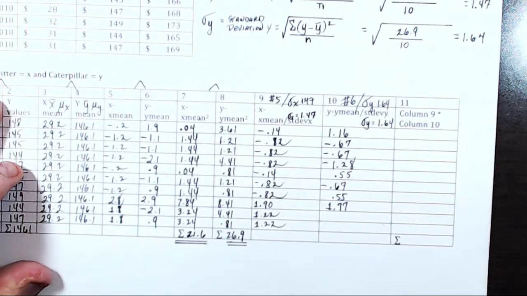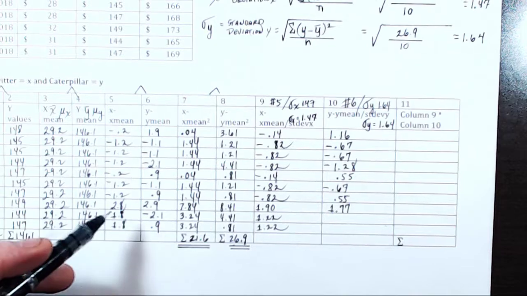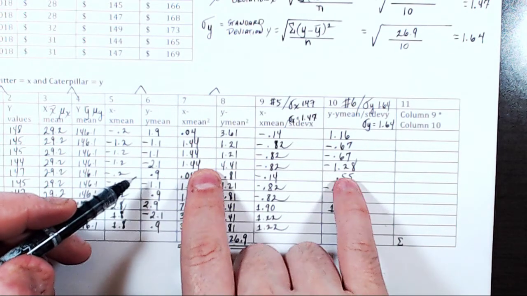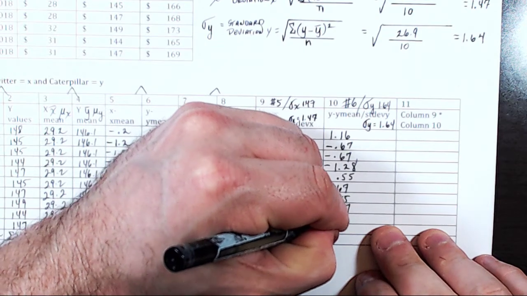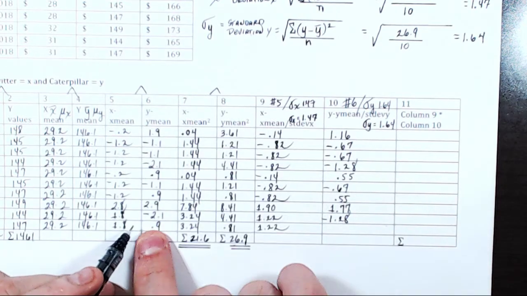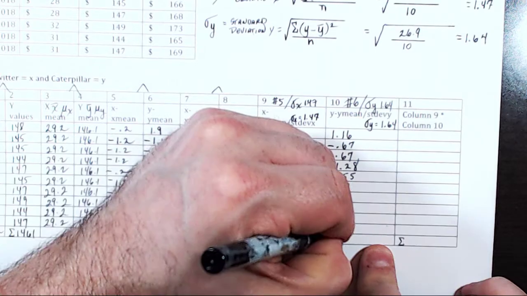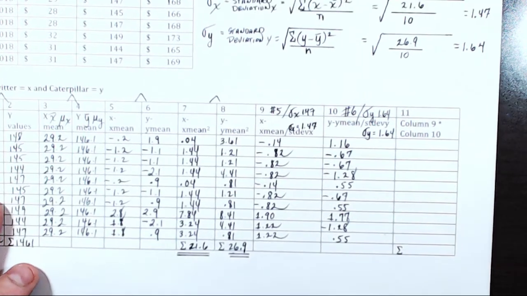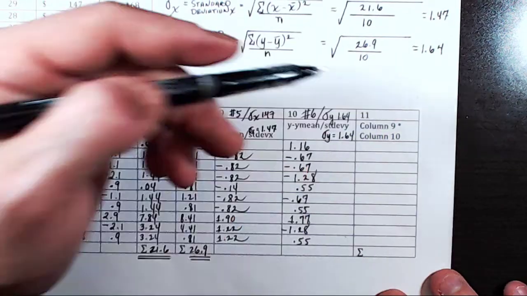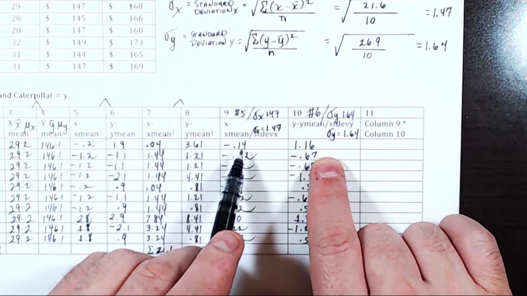1.77. Minus 2.1 again. I had that before. That's minus 1.28, minus 1.28. And then 0.9, I had that guy before, 0.55. Not bad. Now in column 11, I'm just asked to multiply columns 9 and 10.